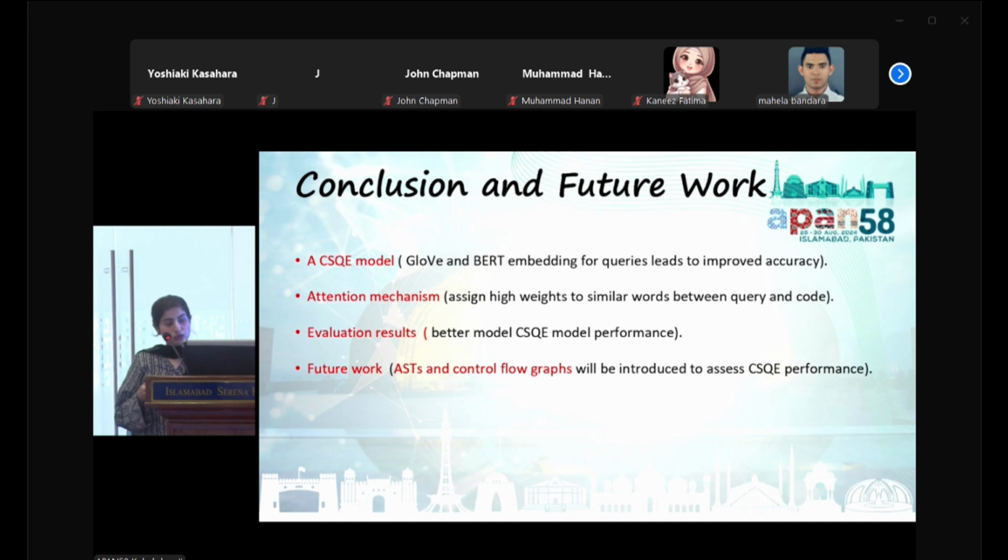So, conclusion: we have proposed a model which utilizes GLOVE and BERT embedding for query expansion, and we have used the attention mechanism which assigns high weights to the similar words that exist between the query and the code. The evaluation results show that the model achieves higher performance, and in future we can also incorporate ASTs and control flows in order to assess the performance of the proposed model. Thank you.